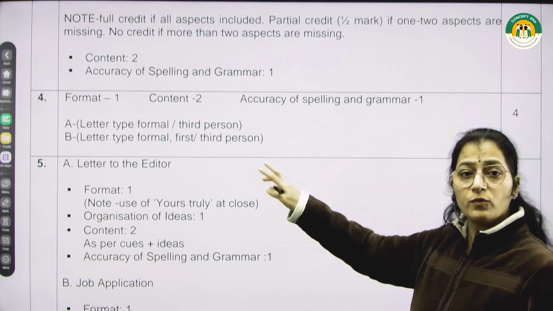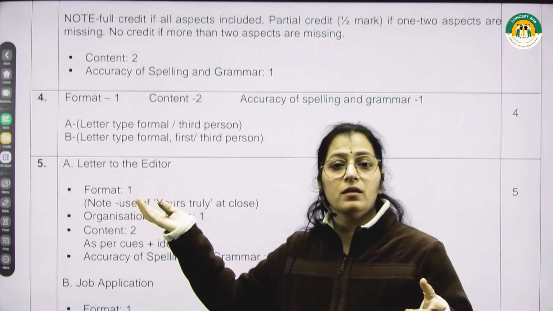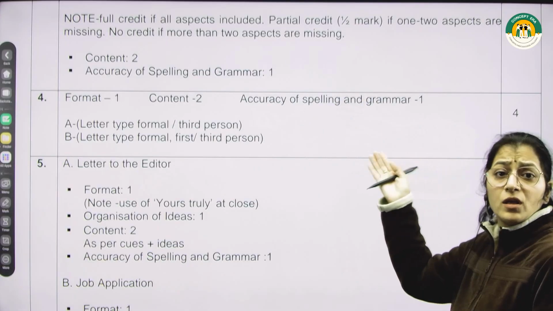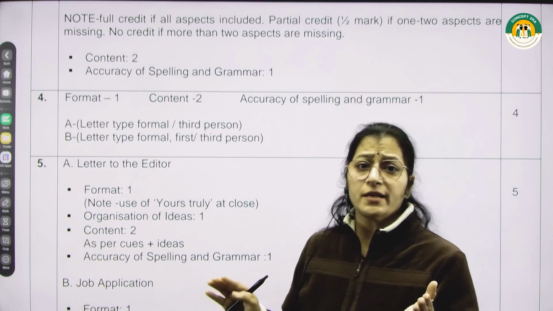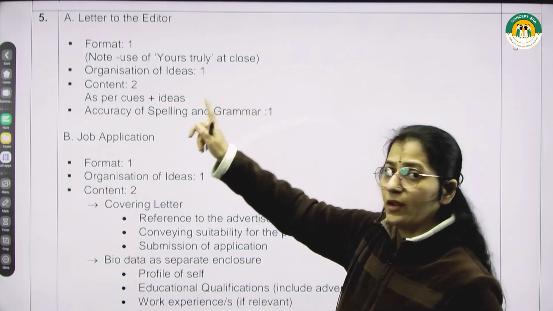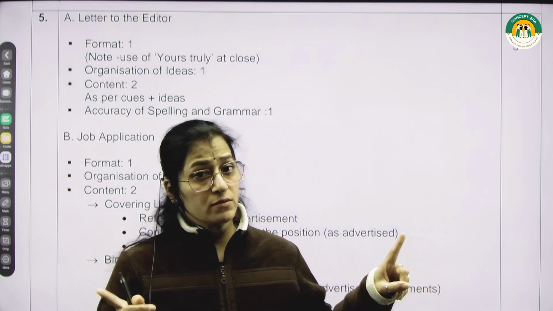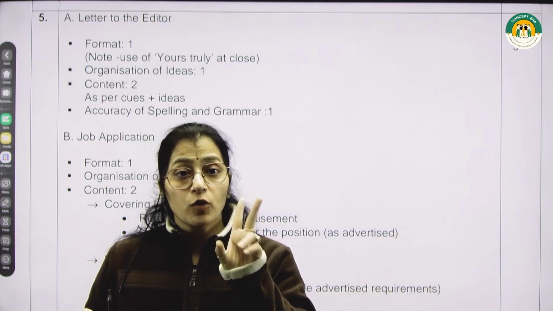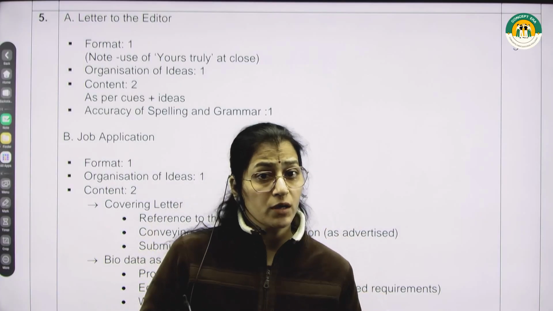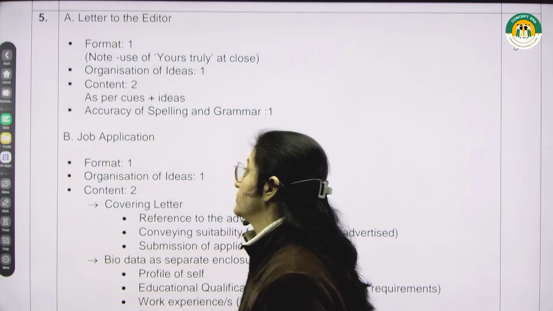Now question number 4 was asking you to write an invitation and replies. So again, format, content, and accuracy of spelling and grammar. The 4 marks are segregated into 1, 2, 1, right? Now letter writing, format again 1. I told you that format is very important in all long answer or short answer type questions. It is especially important for section B. Section B is very important. You should follow the format in every single question, right?